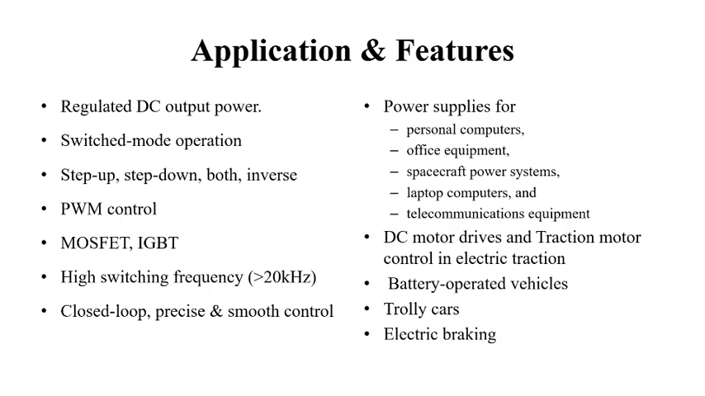We get a regulated DC output supply. They have switch mode operation. Because of this switch mode operation and the switching frequency, efficiency is very high. We can find a step up DC to DC converter. They can have a step down topology. They can have both, and they can have the inverse also. PWM control is possible here. Especially we are using MOSFETs and IGBTs in order to design these converters.